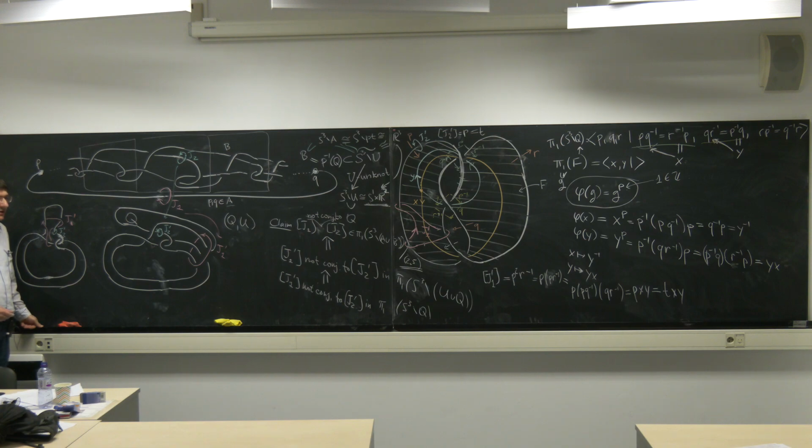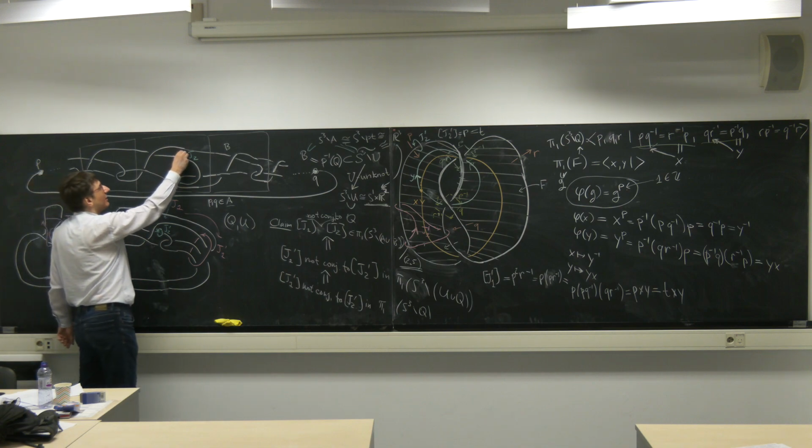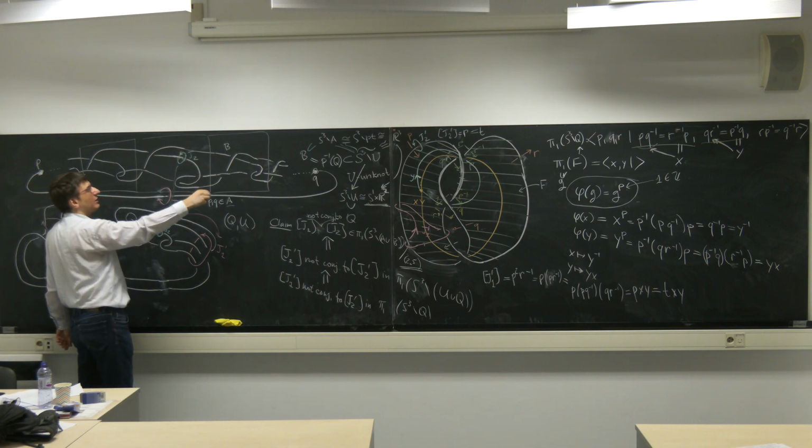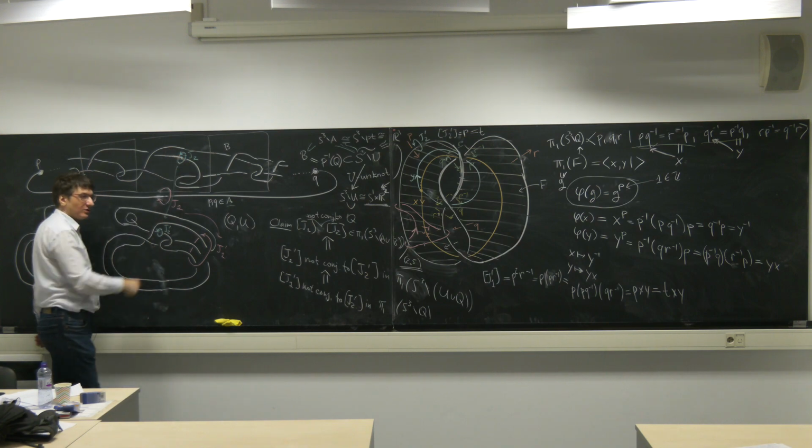What do you call a meridian? So I call by meridian a loop in the complement to a knot, possibly wild, which bounds a disk, such that this disk intersects the knot in a single point, and also the disk locally separates the knot at this point.